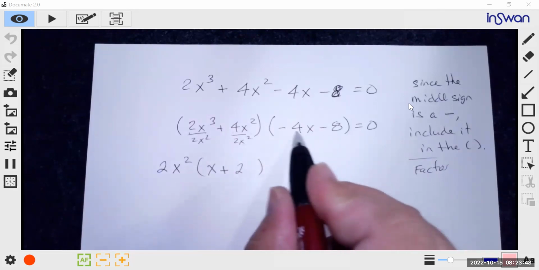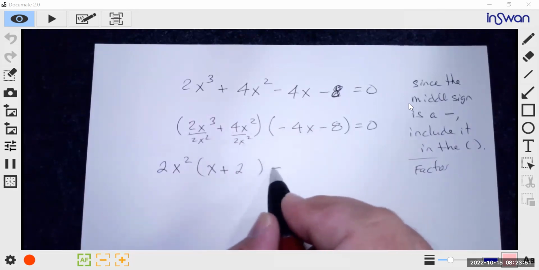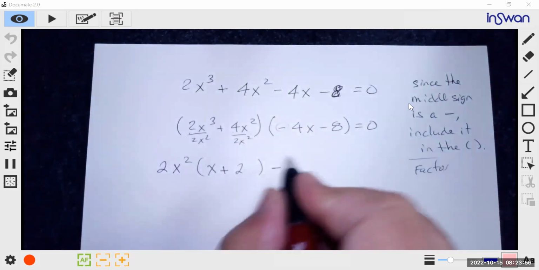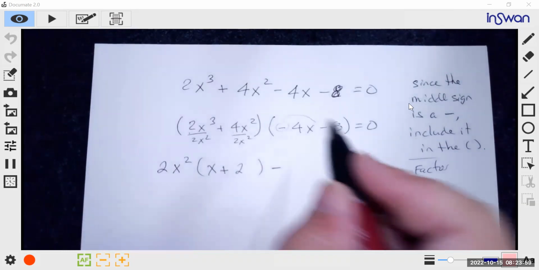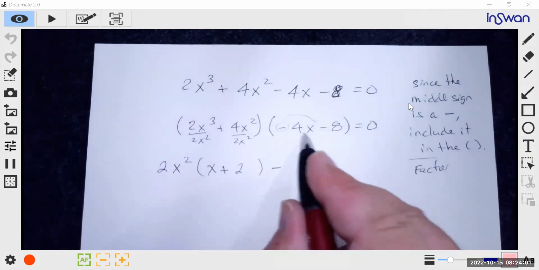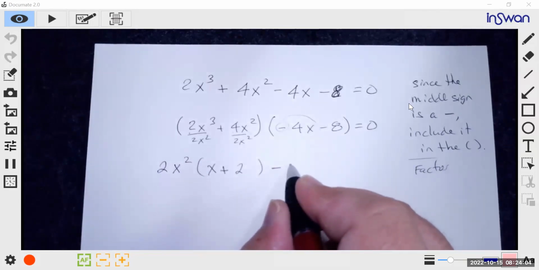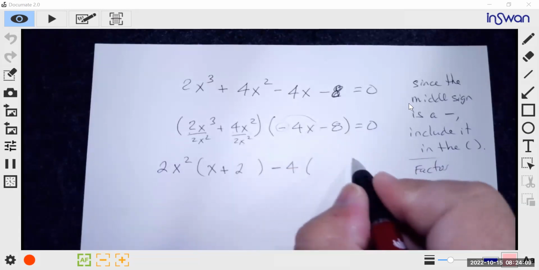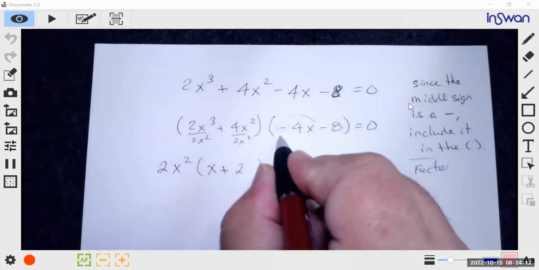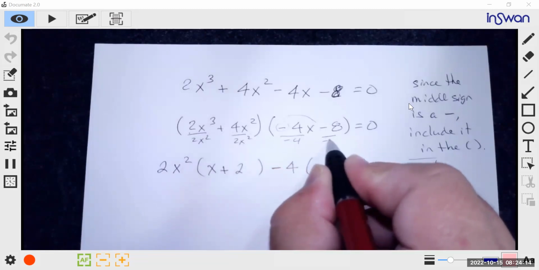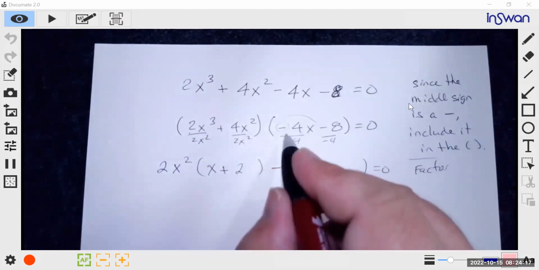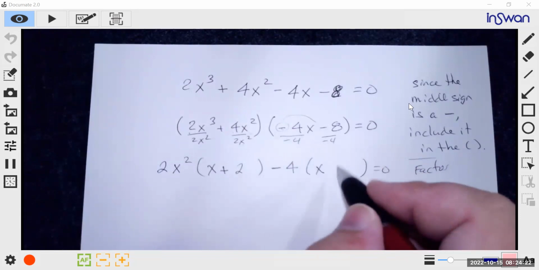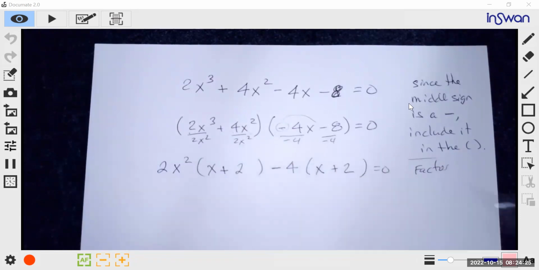And on the second one, they both have a negative, so take out the negative. Whenever the middle sign is negative, factor it out, which means you have to change both signs inside there. And they both have a 4 in common. So I divide both of these by -4. Negative and negative makes it a positive. 4's cancel, so just x. Negative and negative makes it a positive. 8 divided by 4 is 2.